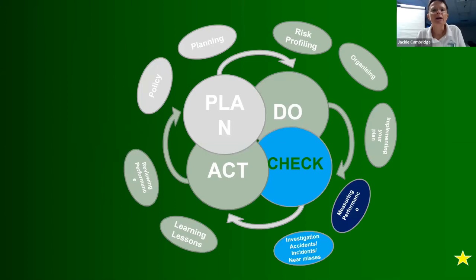So this is a health and safety management system. What health and safety management system is this a picture of? HSG 65. HSG 65, excellent. So HSG 65, Health and Safety Guidance Note number 65.